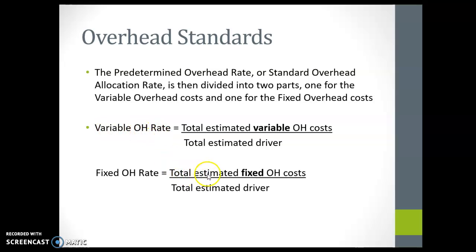Then we add up all the total estimated fixed costs like insurance and depreciation. We divide that by the total estimated driver, and we'll get the fixed overhead rate. If I add the variable overhead plus the fixed overhead rate, I should get the same predetermined overhead rate.